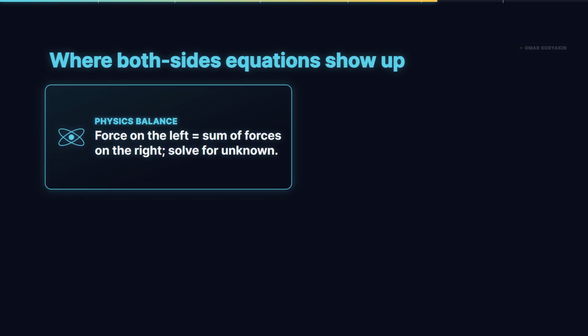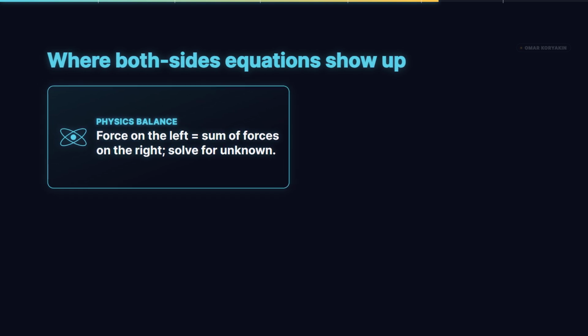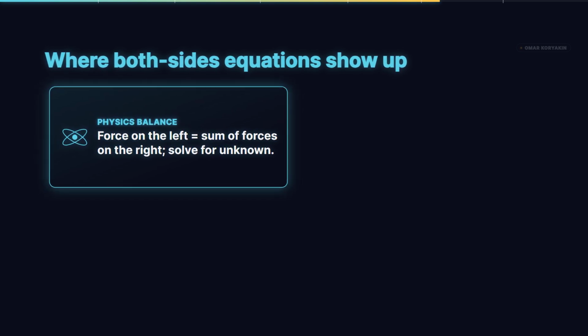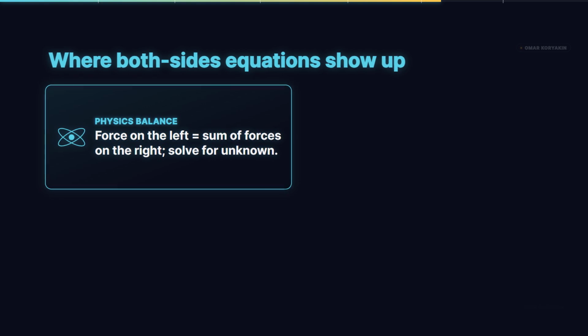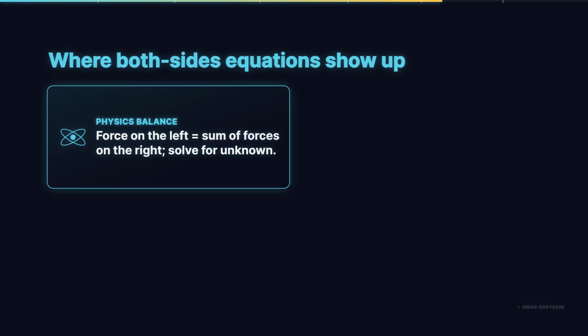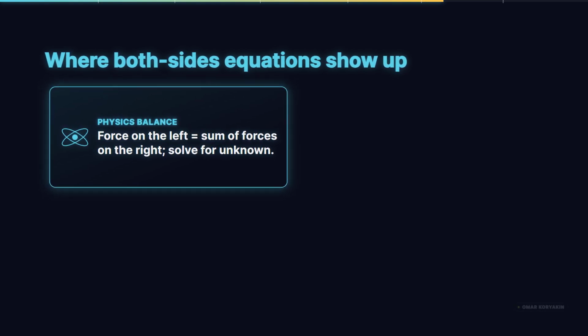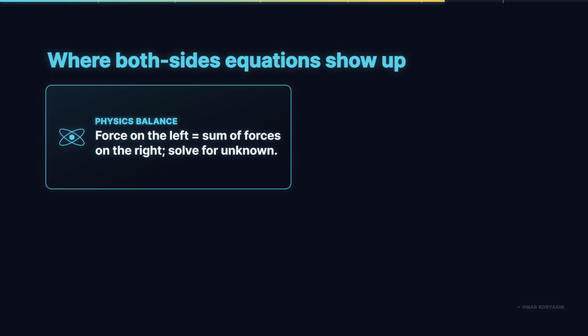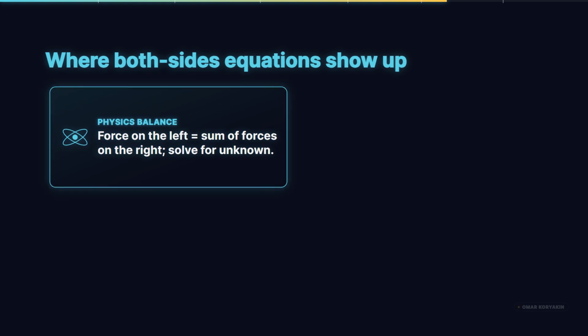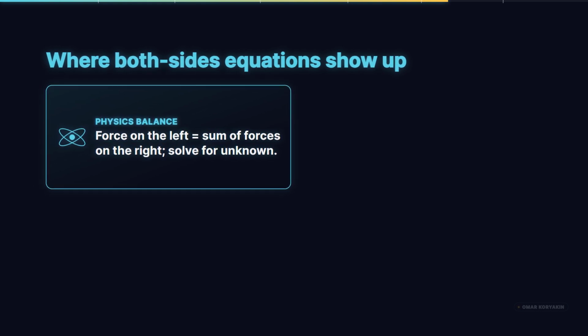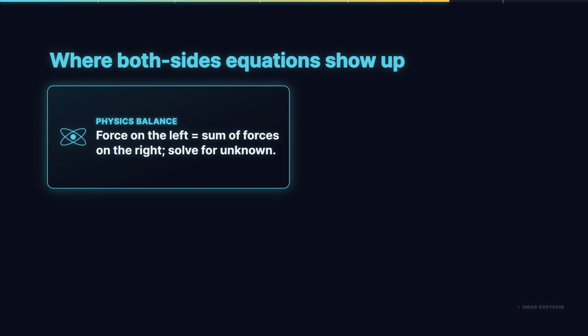equals sum of forces on the other side, with the unknown often appearing in both summations. The both sides solving procedure isolates the unknown force or acceleration with the same gather, then two-step workflow we covered today. Every introductory physics class is filled with both sides equations that beg for the technique you learned in this lesson, and getting the technique solid now pays off across the entire physics sequence.